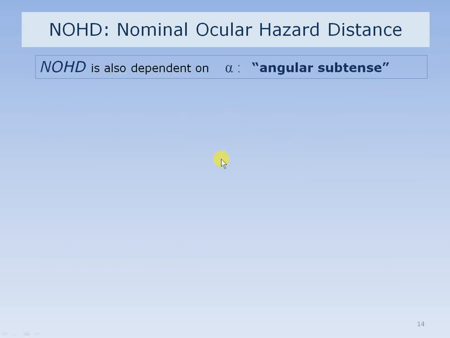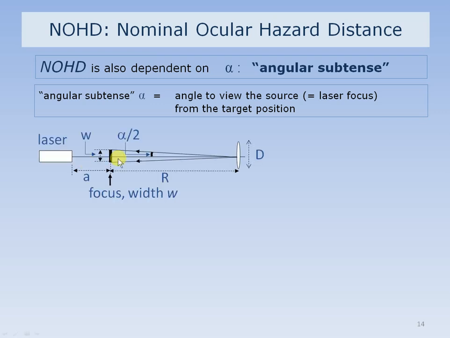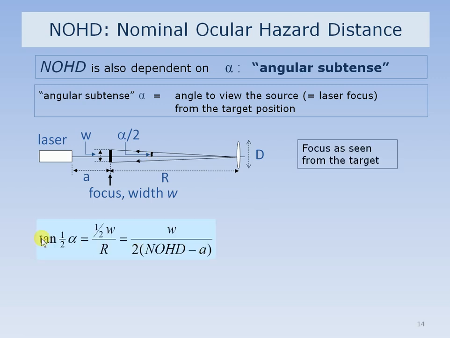But the NOHD is also dependent on the angular subtense, and that's the angle in which you can view the source from the target position. And that's depicted here. This is the width, and this is the angle alpha, the full angle alpha. And this means that the tangent of half alpha is half width over r, and that is width over 2 times the NOHD minus a.